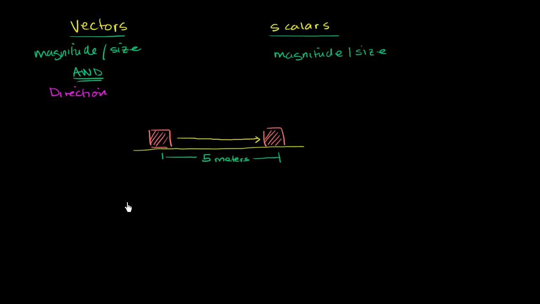So my question to you is, my measurement of 5 meters, is it a vector or a scalar? Well, if I just tell you 5 meters, you just know the size of the movement. You just know the magnitude of the movement. So if someone were to just say 5 meters, this is a scalar quantity.